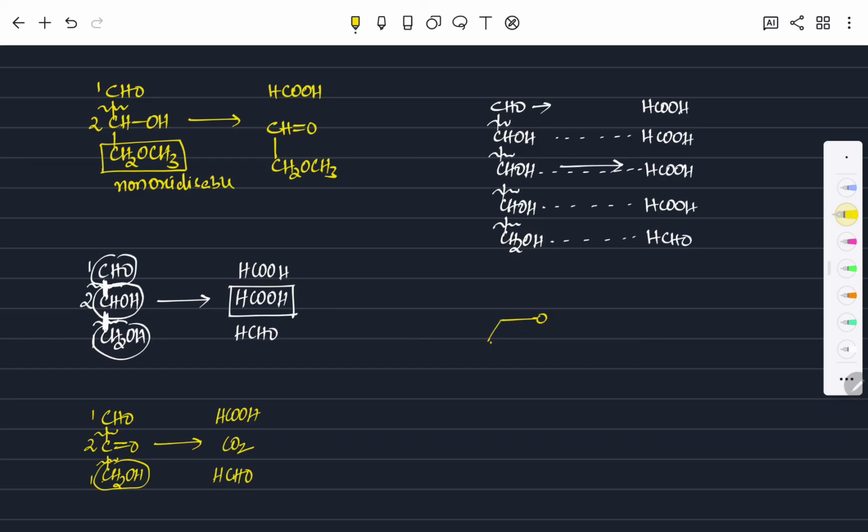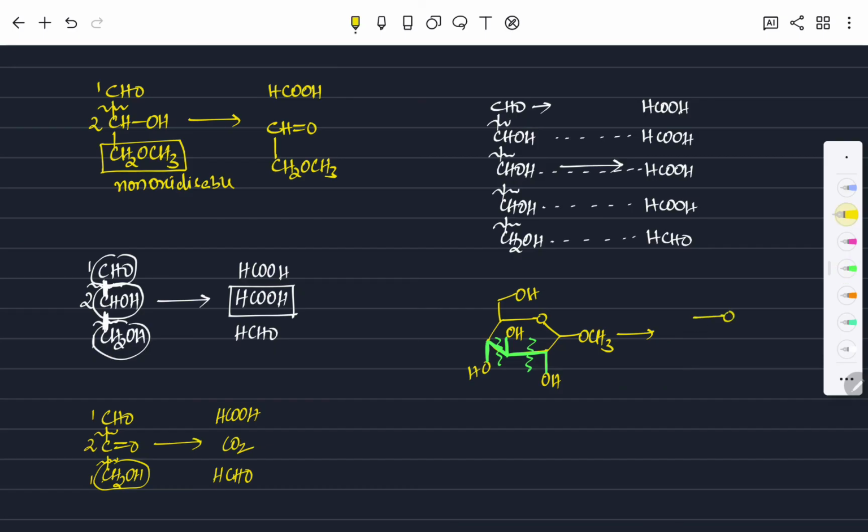For example, the structure is given like this. If you identify the structure, this bond is oxidizable, this bond is oxidizable. Only these two bonds are oxidizable because one position OH, two position OH, one position OH, two position OH. So we have to break the bond like this.